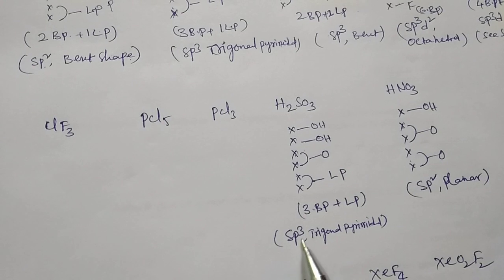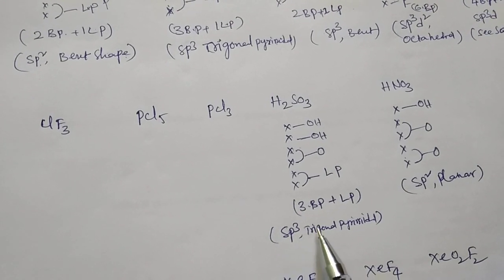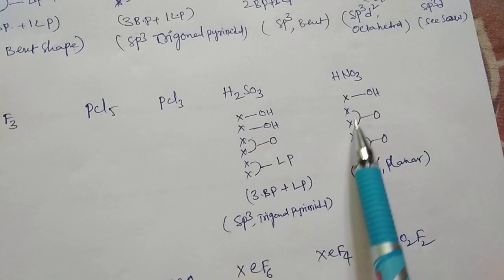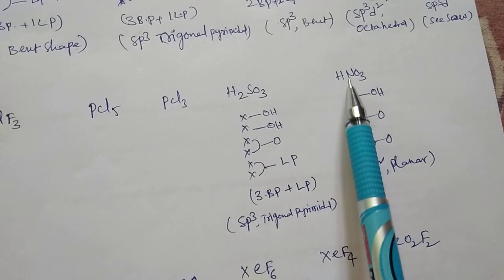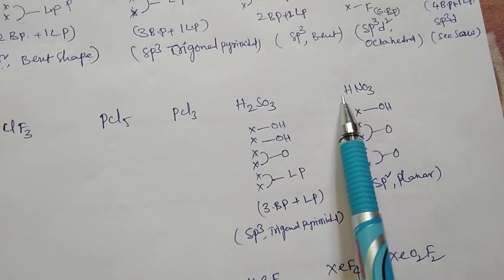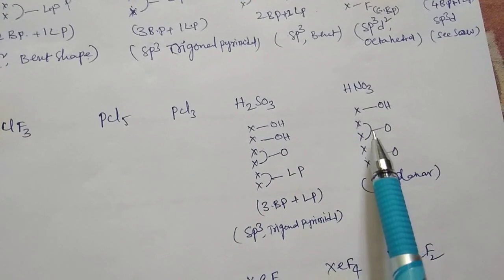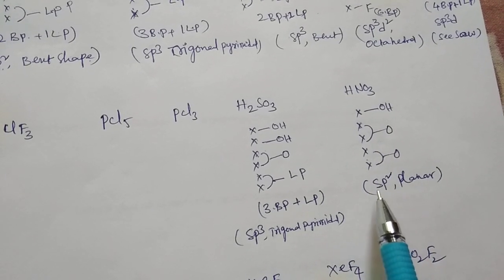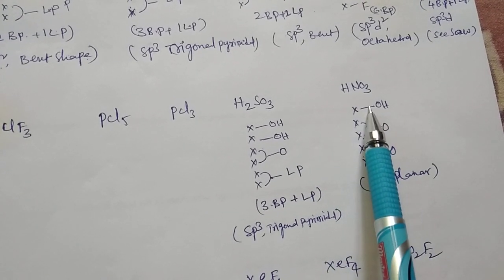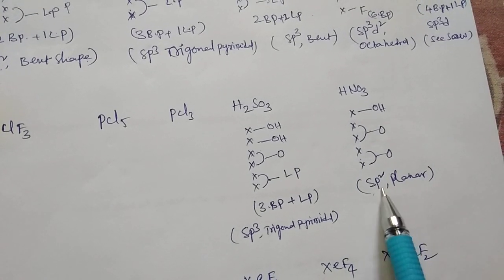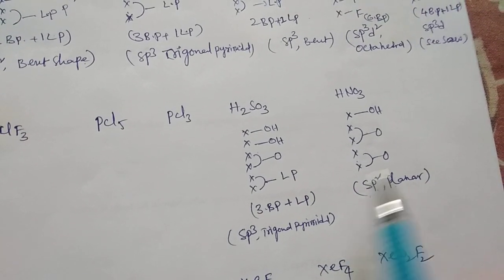sp3 hybridization, trigonal pyramidal in shape. Same way HNO3 also. HNO3: nitrogen is fifth group element. 5 electrons you take, and 1 OH, and another oxygen 2 electrons, another oxygen 2 electrons. So one bond is s orbital, another bond is p1, p2, sp2 hybridization, and planar in shape.